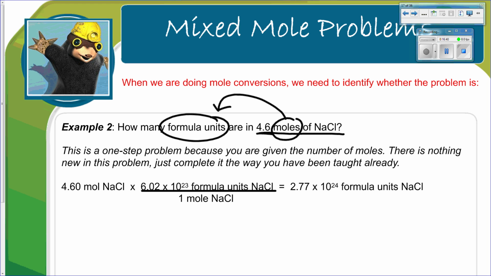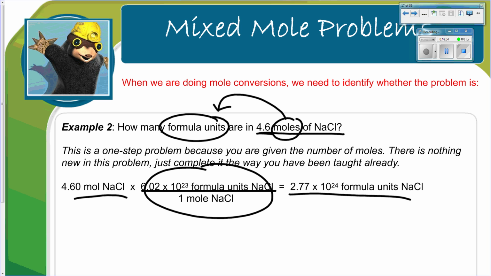The rule of thumb is if you have moles, you can get anywhere. If you don't have moles, get to moles, and then you can go anywhere from there. So in this case, you started at moles, used your conversion that we learned at the very beginning, and then you get your answer. All right, that is all we have for today.